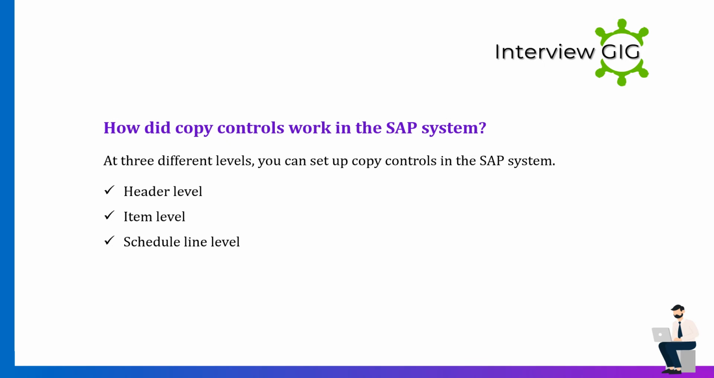How do copy controls work in the SAP system? At 3 different levels, you can set up copy controls in the SAP system: header level, item level, schedule line level.